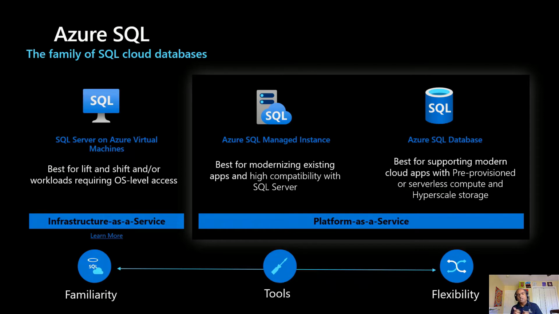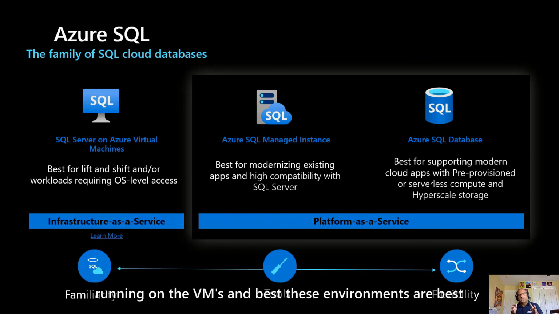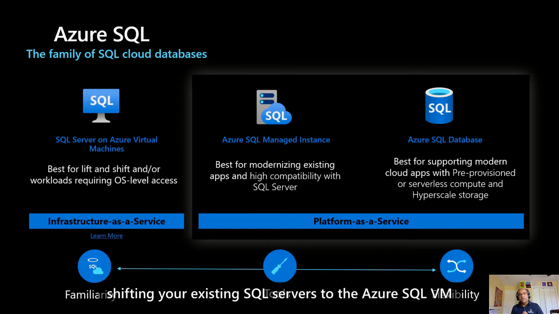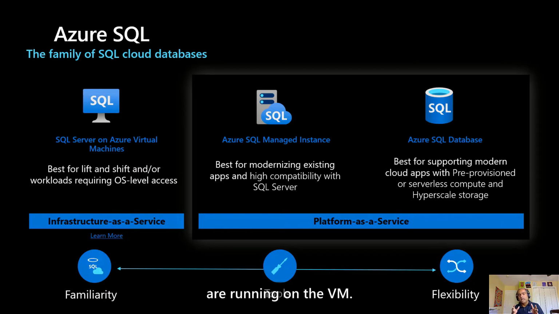Within Azure itself, you have various deployment options depending on your migration needs as well as your modernization needs. Starting with SQL Server running on VMs, these environments are the best fit for simply lift and shifting your existing SQL Servers to Azure SQL VMs, so that you get the same operating system and the same SQL Server versions. You will have full control at the OS level as well. In case your workloads require complete access to your OS level as well as the SQL Server, you can migrate to SQL Server running on the VM.